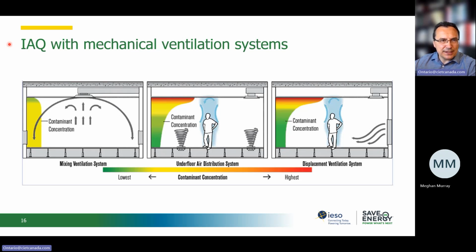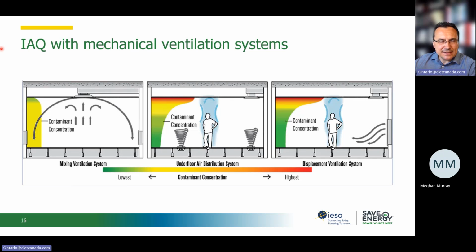The three examples shown here go from a high mixing of the air in a space, which results in a kind of homogeneous distribution of the concentration of contaminants, to the less mixing of the air, and we call this displacement ventilation systems, where we slowly transfer the air in the space so that we can eliminate those contaminants with less mixing of the air, therefore in a more efficient way.